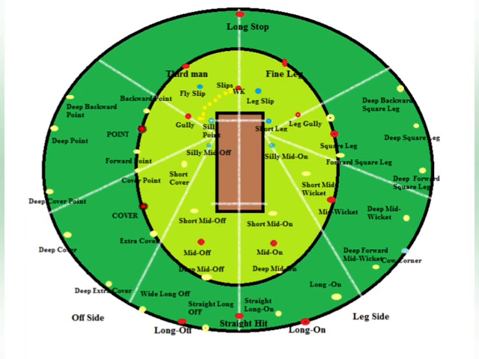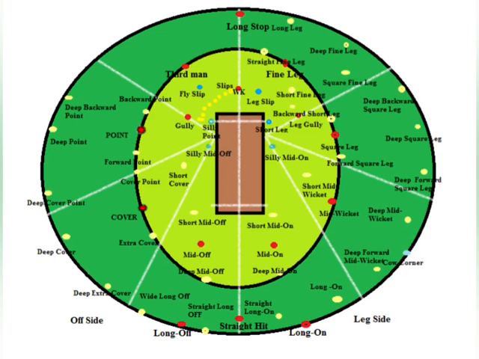Now the very crucial and favorite area for the batsman, the square leg area. So you can notice how different positions have come. Square leg, deep backward square leg, deep forward square leg. Now the leg area, you can see how positions have come up. Short fine leg, deep fine leg, square fine leg, long leg, fine leg, straight fine leg.